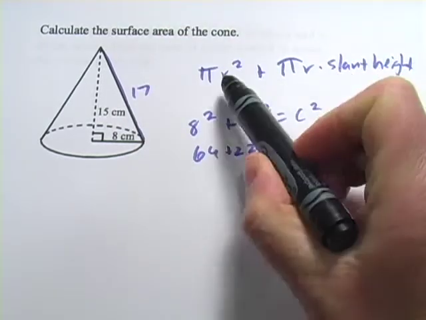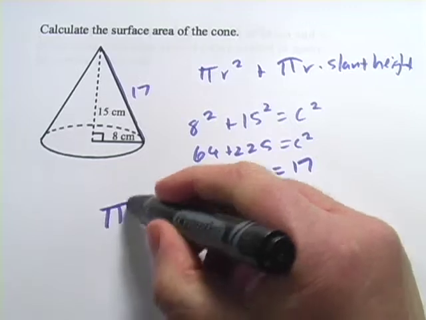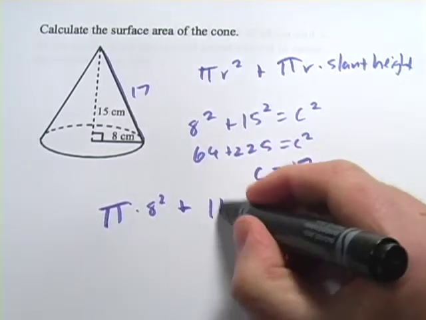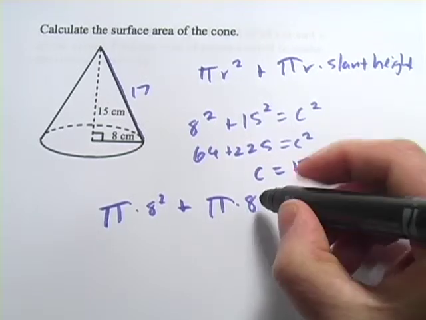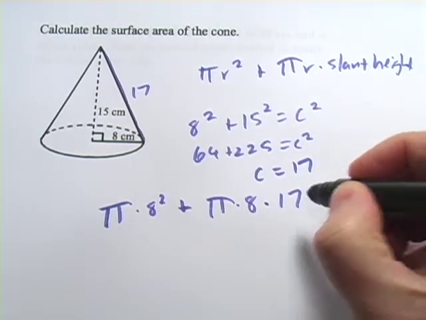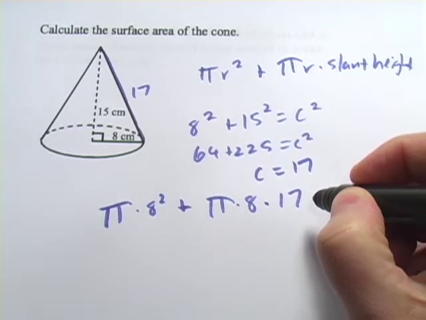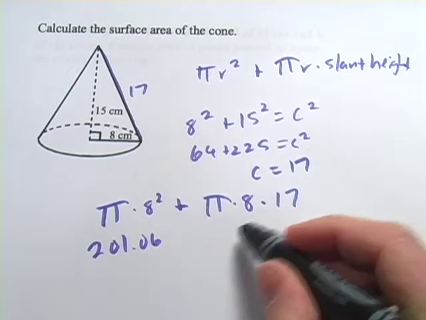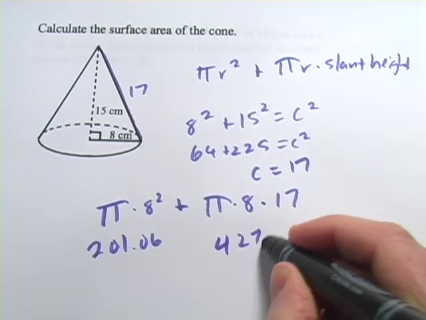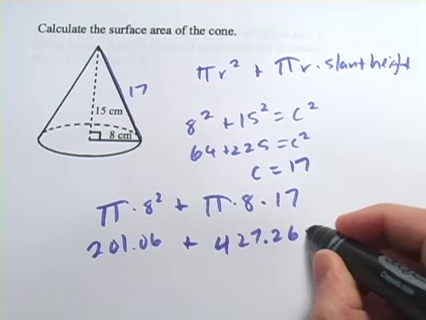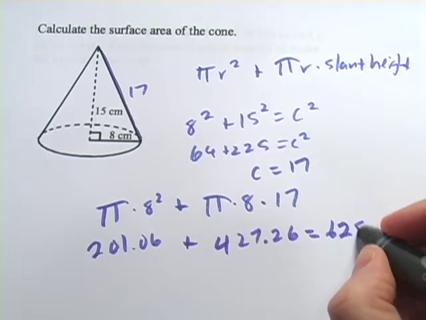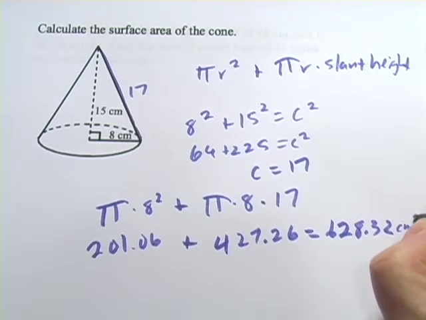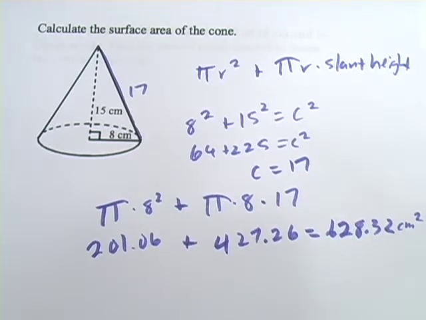And we're ready to plug things in here. So pi r squared first. So pi times 8 squared plus pi times r, which is 8, times the slant height, which is 17. And let's see, this is going to be about 201.06. This is going to be 427.26. Add those together and you've got 628.32. And this is centimeters, and since it's area, it's square centimeters.